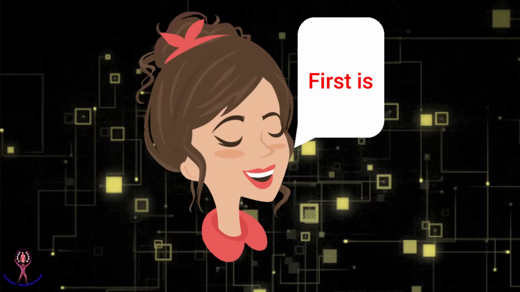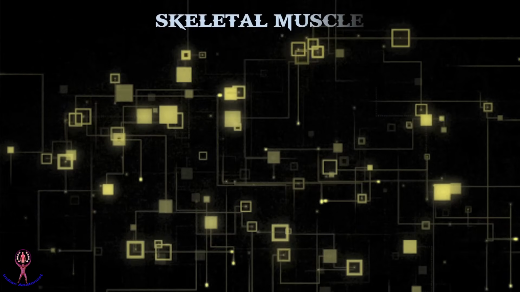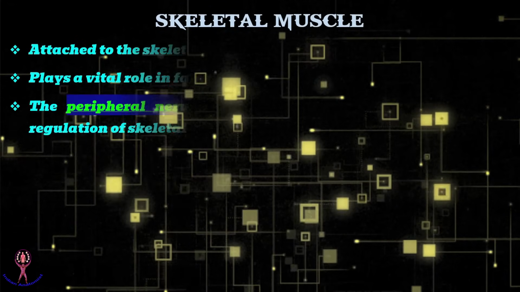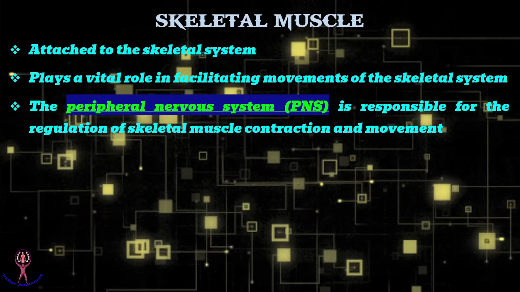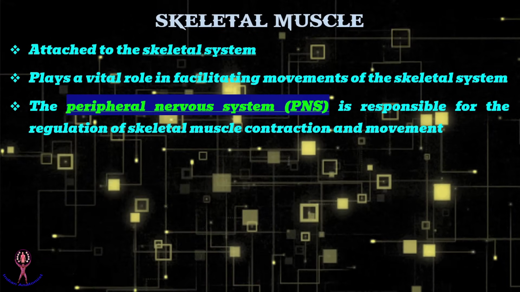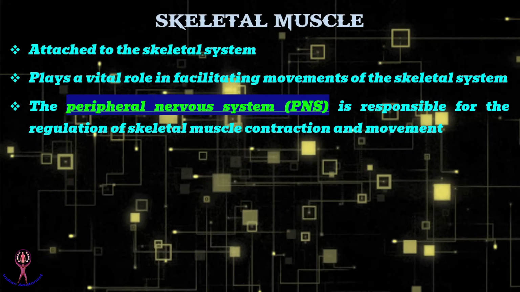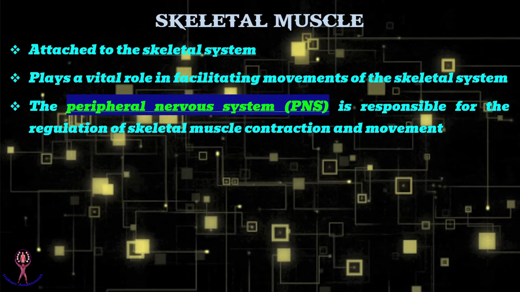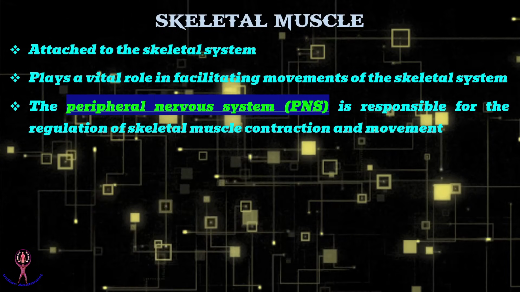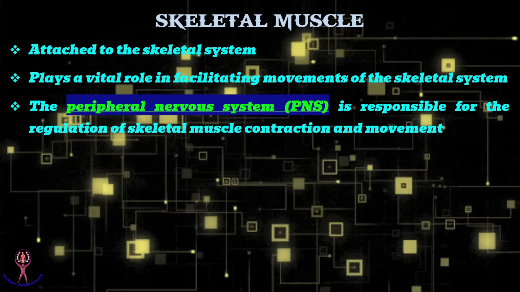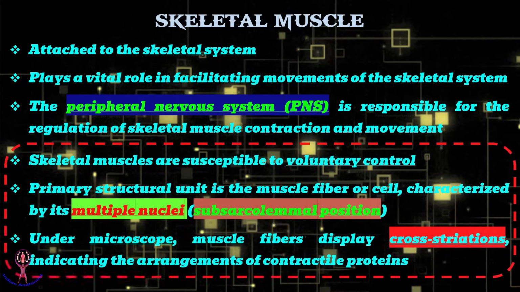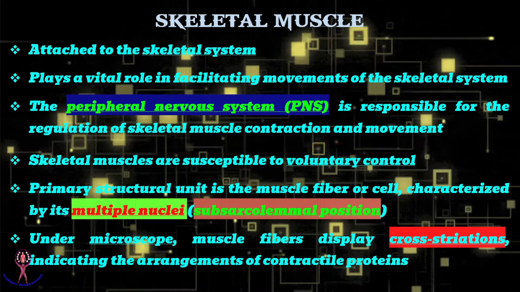First is skeletal muscle. As the name implies, these muscles are attached to the skeletal system. It plays a vital role in facilitating the movements of the skeleton. The peripheral nervous system is responsible for the regulation of skeletal muscle contraction and movement. Skeletal muscles are susceptible to voluntary control.